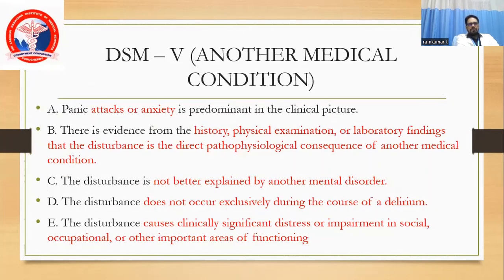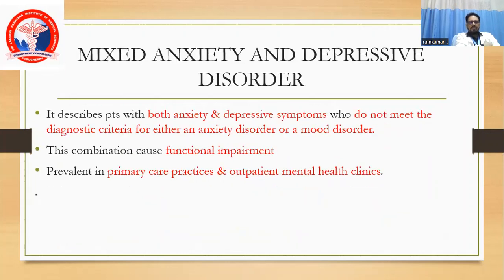DSM-5, anxiety disorder due to another medical condition. A. Panic attacks or anxiety is predominant in the clinical picture. B. There is evidence from history, physical examination, or laboratory findings that the disturbance is the direct pathophysiological consequence of another medical condition. C. The disturbance is not better explained by another mental disorder. D. The disturbance does not occur exclusively during the course of delirium. E. The disturbance causes clinically significant distress or impairment in social, occupational, or other important areas of functioning.